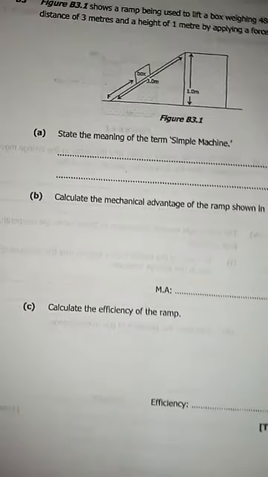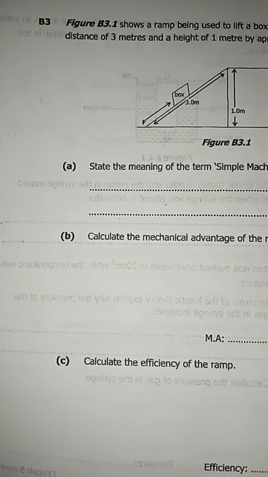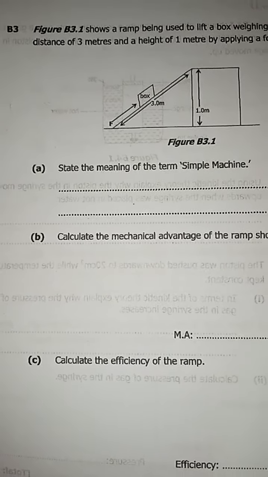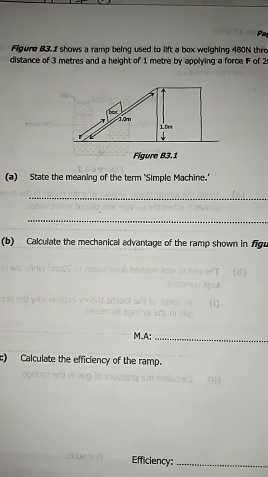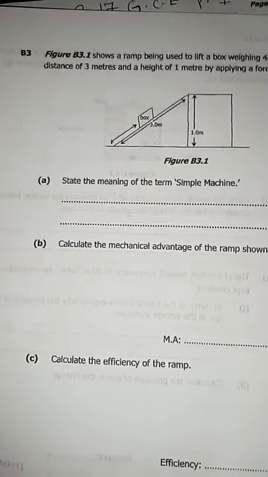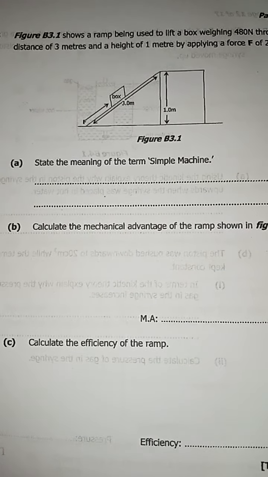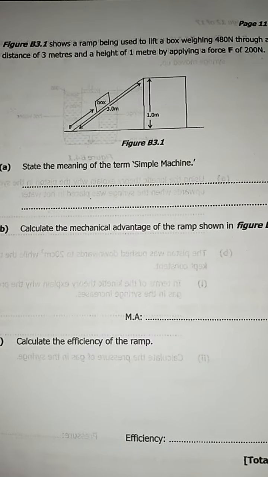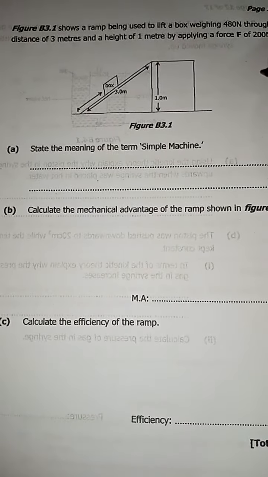Come to this problem. Question B3. Figure B3.1 shows a ramp being used to lift a box weighing 480 Newton through a distance of 3 meters and a height of 1 meter by applying a force F of 200 Newton. State the meaning of the term simple machine.